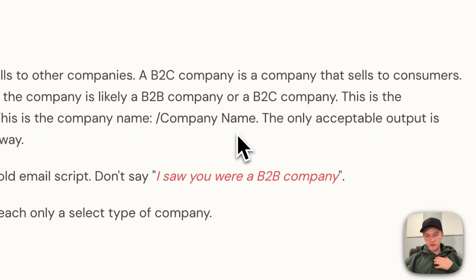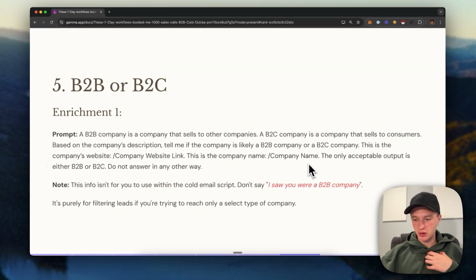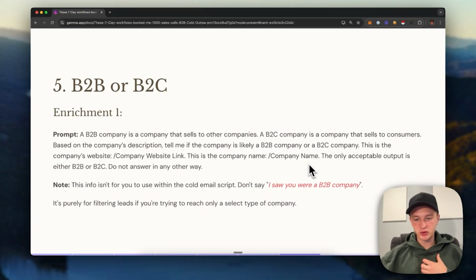Next one is number 5, and this is a very, very simple one. This isn't one that you're going to use within the cold email copy. It's more for relevance checking, and that's basically what it means, right? You check if it's actually relevant to send to these people, and you basically filter. So if you're trying to target B2C companies, then you only target B2C companies, right? If you're trying to target B2B companies, then you can specifically target those types of companies.